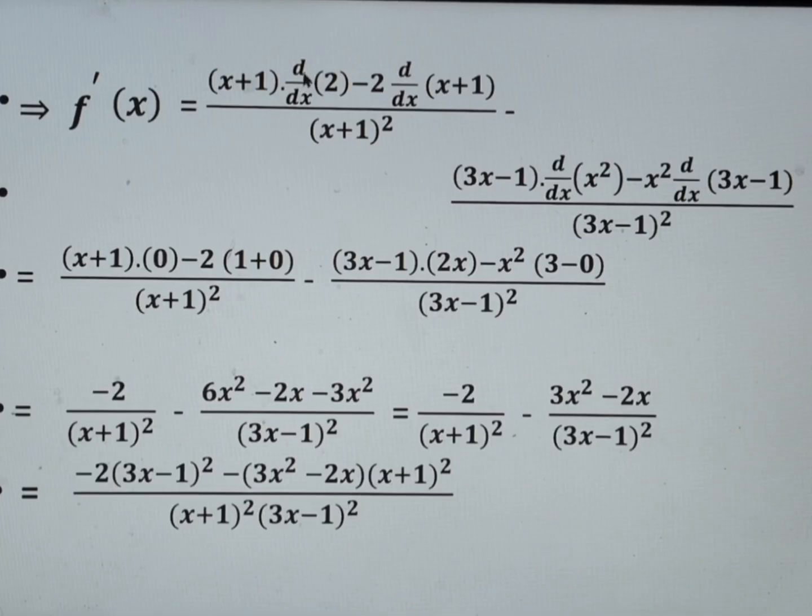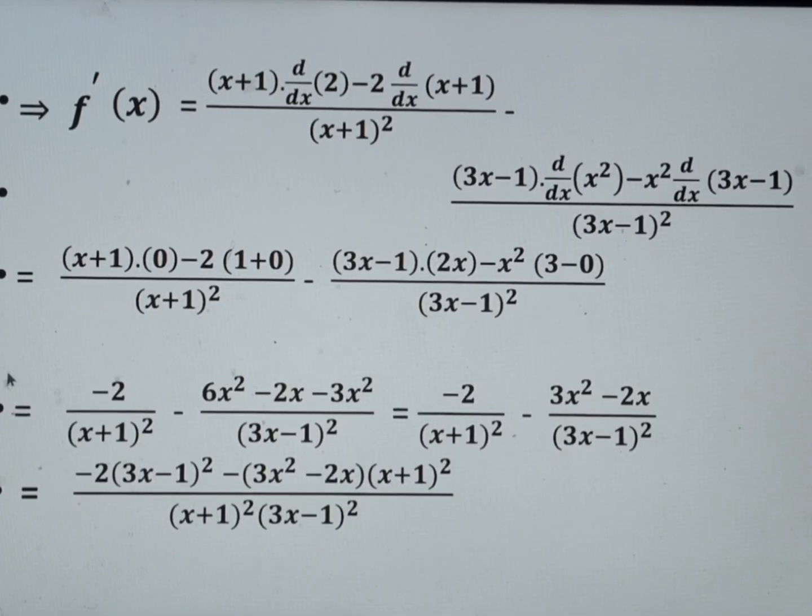As we know, derivative of a constant goes to 0 and derivative of x goes to 1. So we get f dash x equal to (x plus 1) into 0 minus 2 into (1 plus 0) over (x plus 1) square. Second term: minus (3x minus 1) and derivative of x square, that is 2x, minus x square times derivative of 3x, that is 3, and the 1 goes to 0, over (3x minus 1) square.